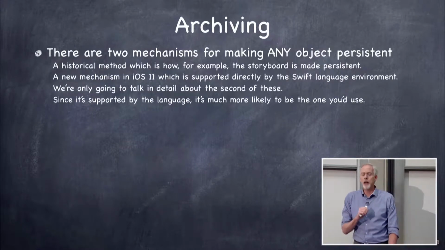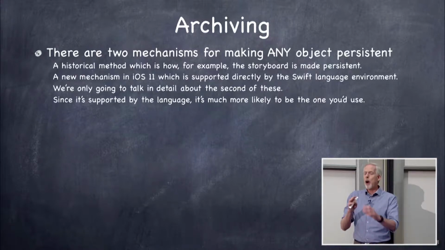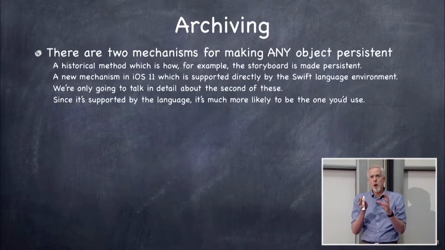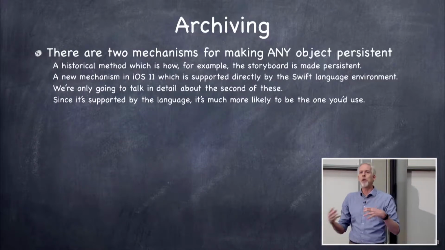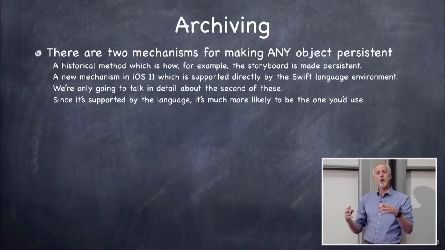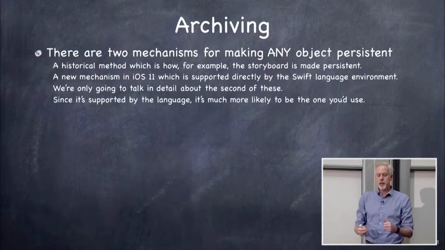The second way to make things persistent is called archiving. So the problem with UserDefaults, first of all, is only small things. Second of all, it has to be property lists. What if I have some data structure that I want to store that's big and/or has things other than property lists in it? Okay? And to do that, I'm going to use archiving.